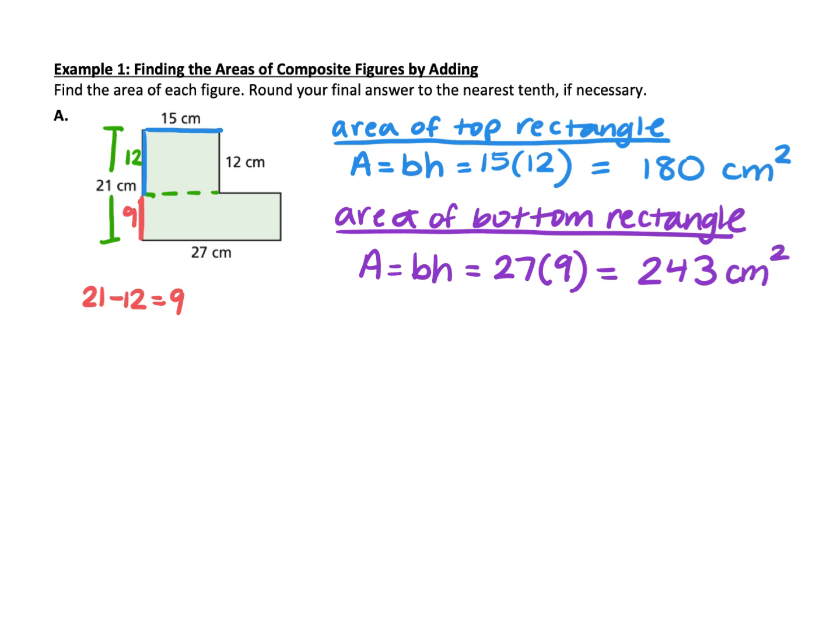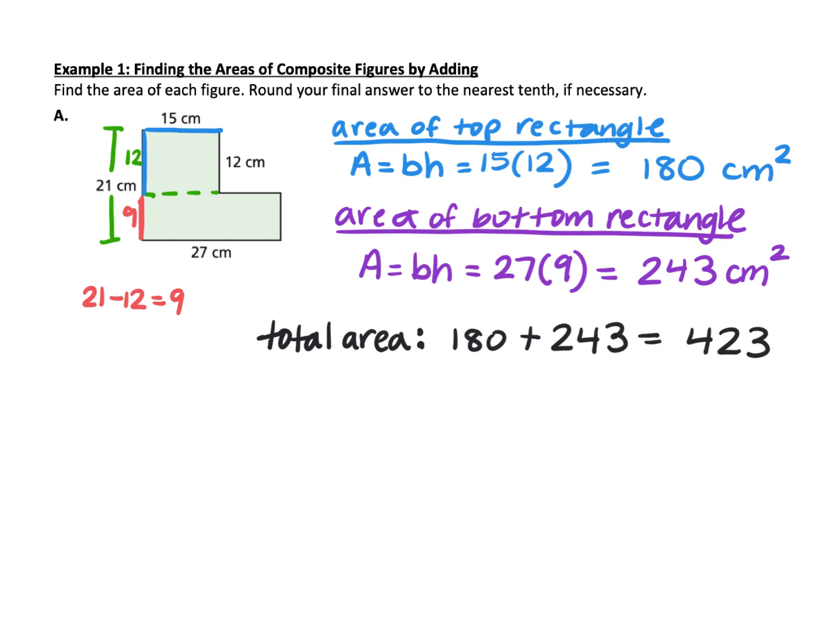Well, now for the shaded area, the area of the composite figure, we need to calculate the total area by adding up the area of those non-overlapping rectangles. So let's take 180 plus 243, and when we add that up, we get 423. So that means the area of this complete figure is 423 square centimeters.